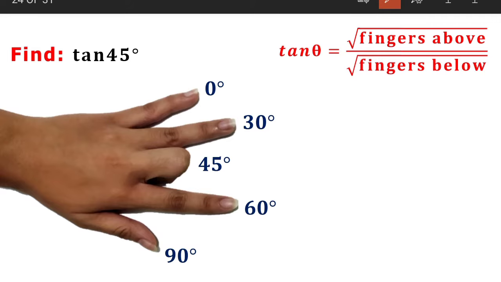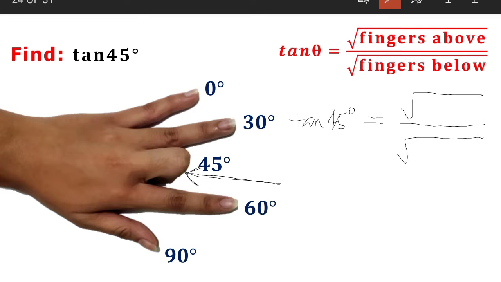So let's get tangent 45 degrees. The finger that represents 45 degrees is your middle finger, so you have to fold your middle finger. Let's write here tangent 45 degrees equals the square root of the fingers above over the square root of the fingers below. Let's count how many fingers above: 1, 2. So we have here 2, and fingers below we have 1, 2. So we also have here 2.